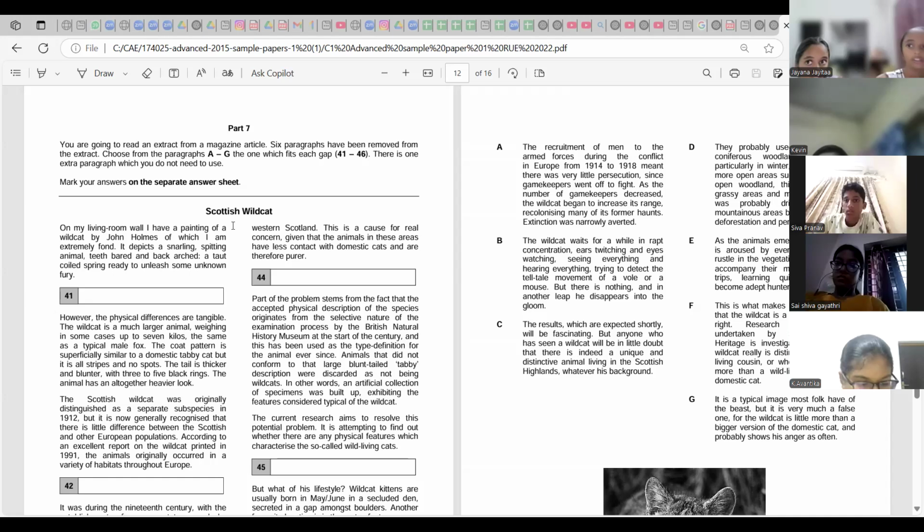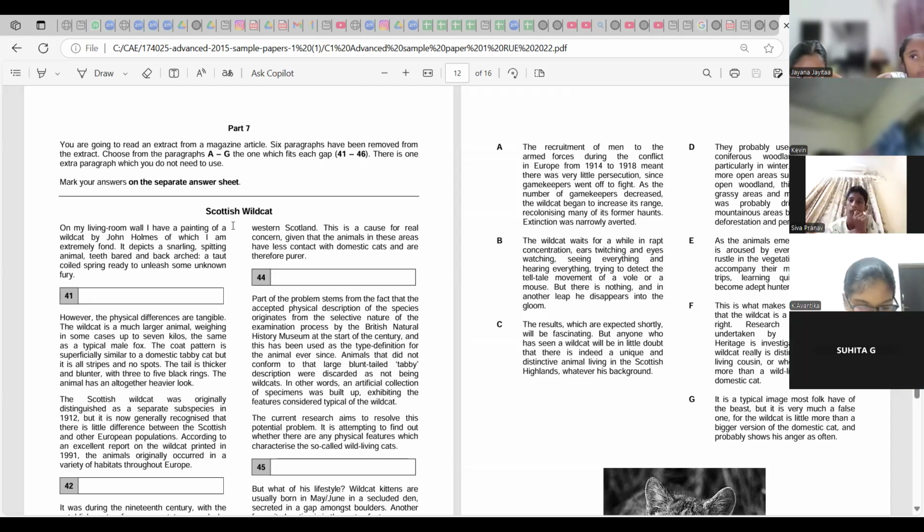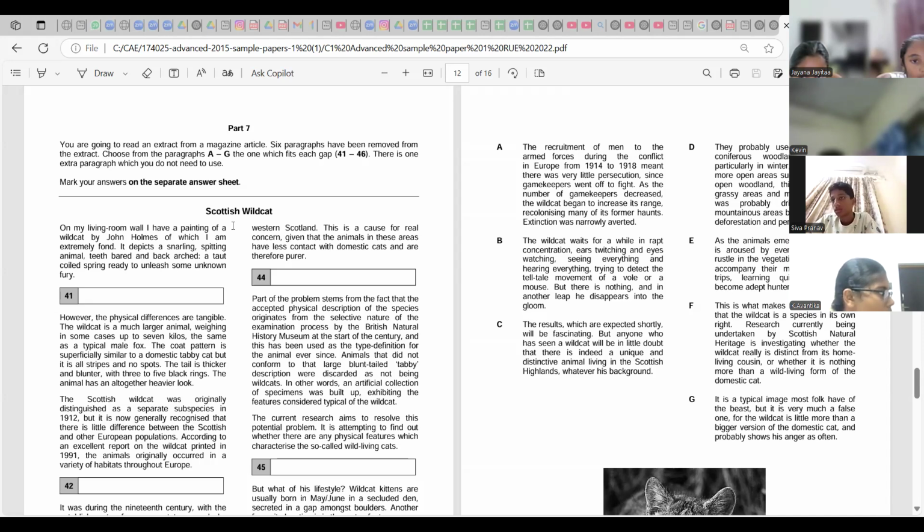Very nice, very nice. Look at that. Listen intensely here. However, so the box, something is happening in the box. However, the negative word they are starting. The physical differences are tangible. What is tangible? Measurable, that you can see the physical differences between the wild cat and also the domestic cat. So they are trying to compare something in the box with comparing between the wild cat and the domestic cat. They say, however, the physical is tangible.